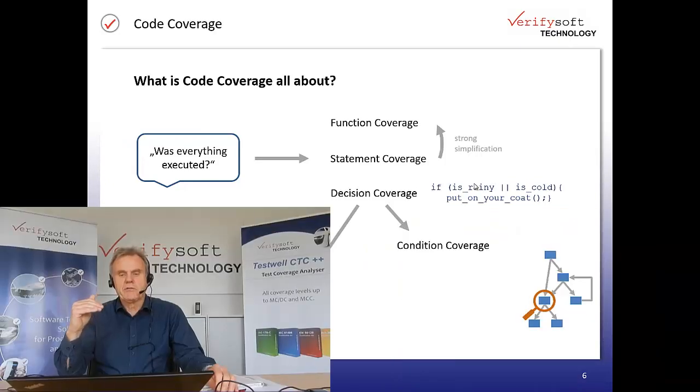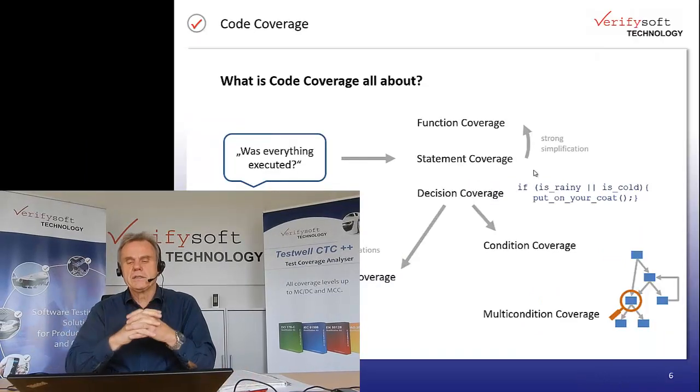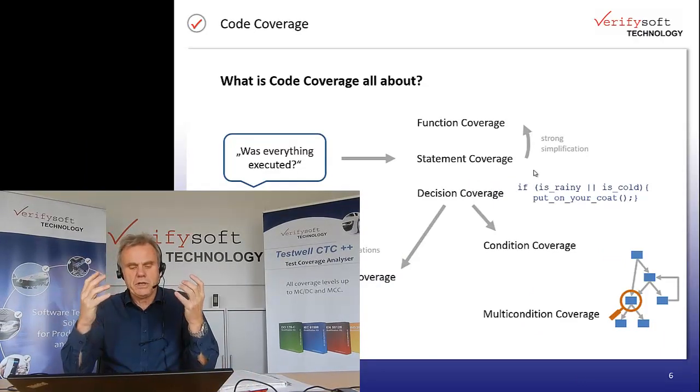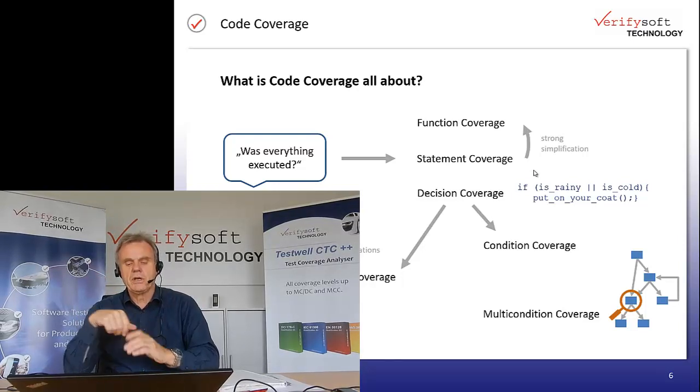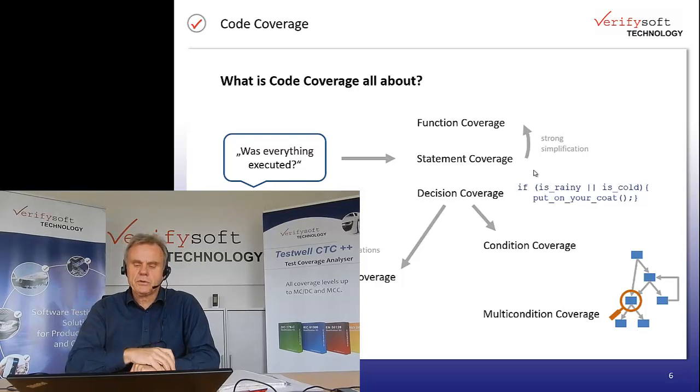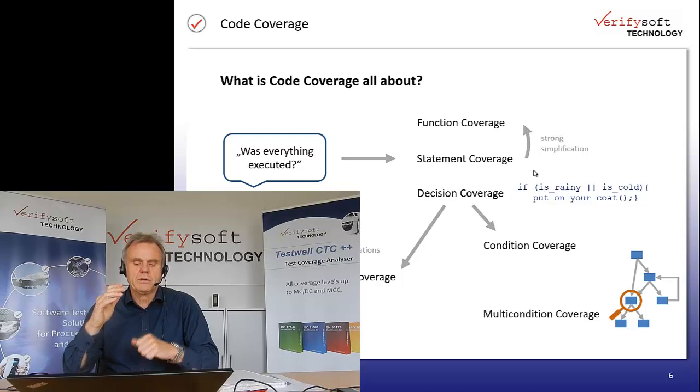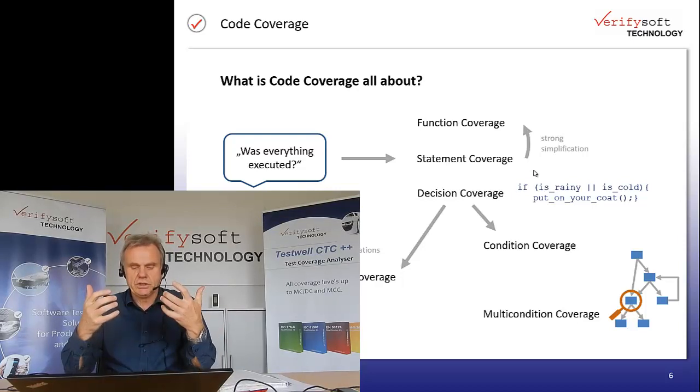Higher than the decision coverage is the condition coverage. Because here the composite decisions must be considered in detail, each atomic condition must be tested as true and as false at least once. Then the highest level we usually measure is the multi-condition coverage. This is a very strong coverage level. Every possible true-false combination of the atomic conditions must be tested for the composite decisions.